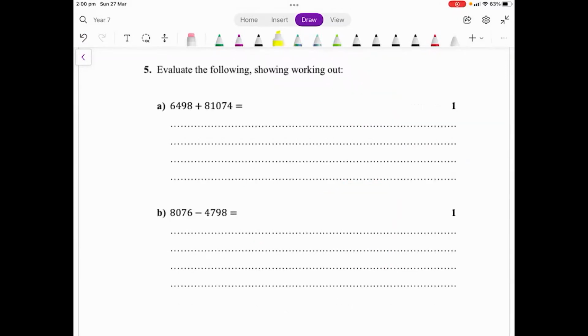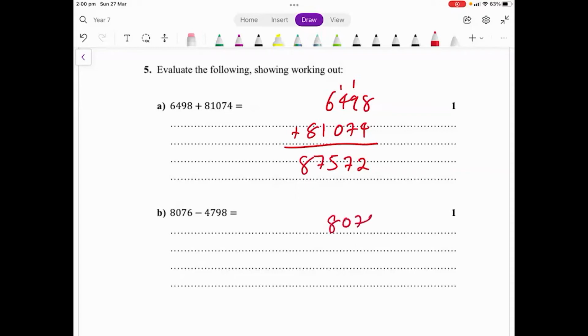Question 5, we write our algorithm and we work right to left. So 8 plus 4 is 12, so write 2, carry the 1. 1, 9 and 7 is 17, so we write 7 and carry the 1. 1, 4 and 0 is 5. 6 and 1 is 7, and 0 and 8 is 8. And so that's our answer, 87,572.